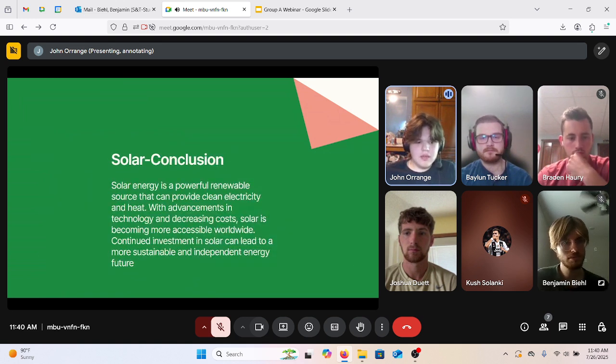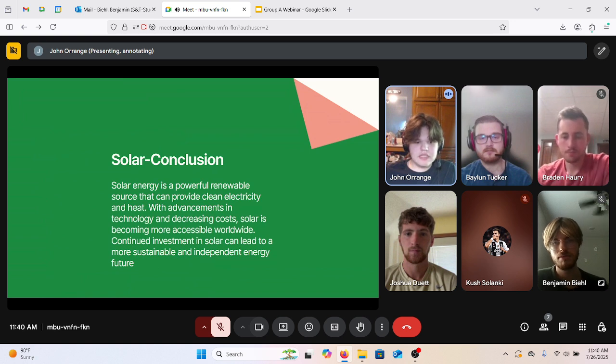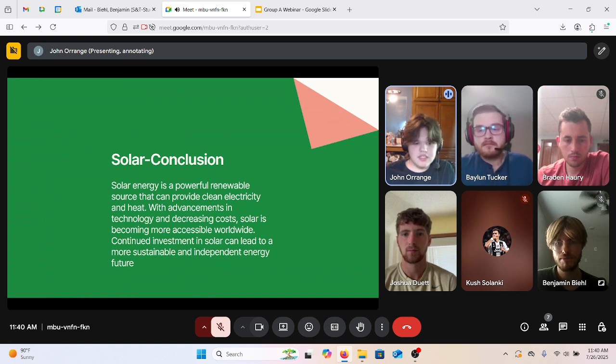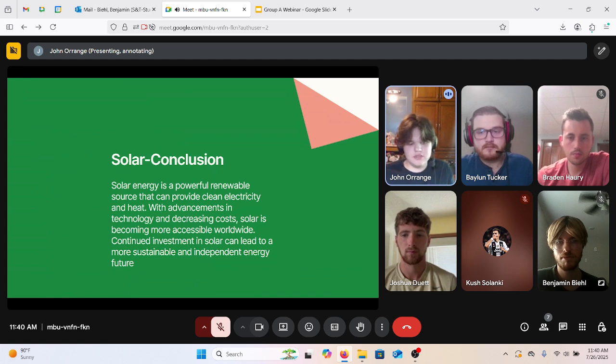And to wrap that all up, solar energy is a powerful renewable source that can provide clean electricity and heat. With advancements in technology and decreasing costs, solar is becoming more accessible worldwide. Continued investment in solar can lead to a more sustainable and independent energy future.